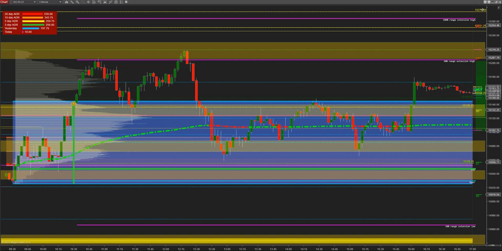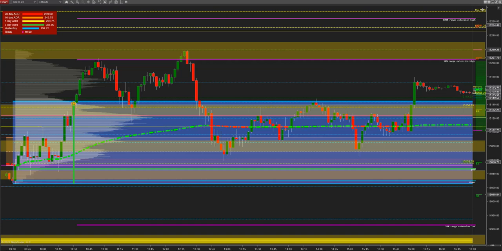Now let's discuss why supply and demand zones and support and resistance zones are so critical in day trading. First, price reaction. Both supply and demand zones and support and resistance zones play a crucial role in day trading, as they often act as magnets for price. Traders observe these zones for potential entry, exit, and target points, as prices tend to react strongly at these levels.